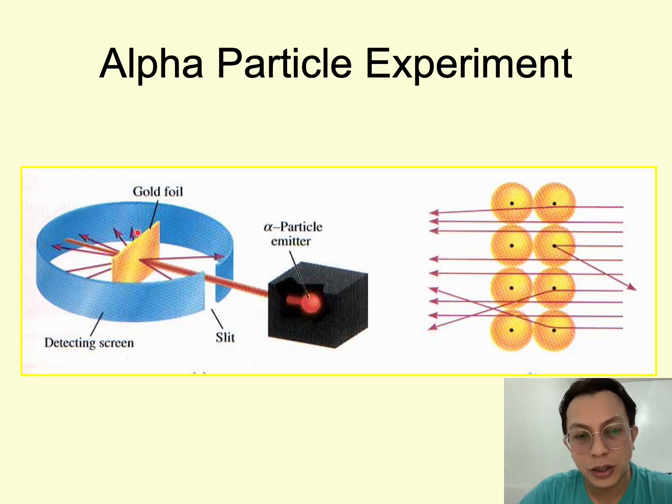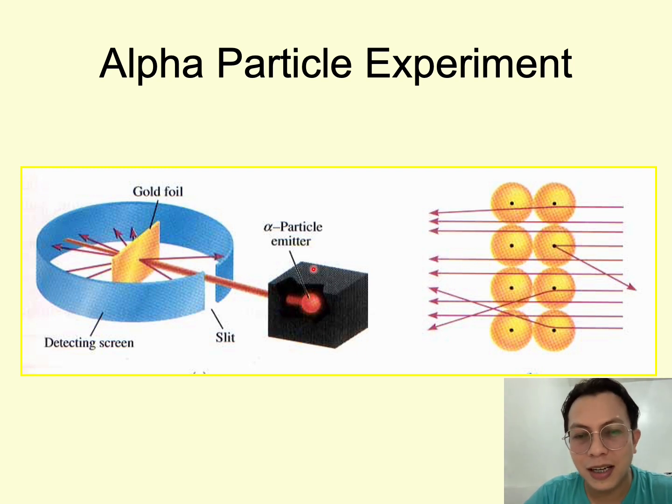He took a gold foil. Gold is an element, so therefore it's made up of atoms. He placed the gold foil surrounded by a detecting screen. What he observed was that some alpha particles pass through, some bend, and some bounce back.